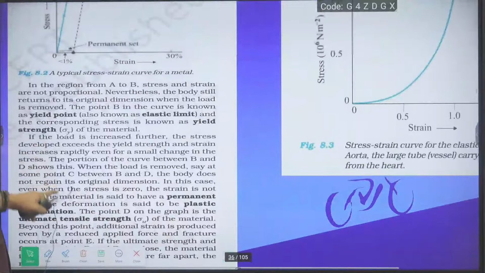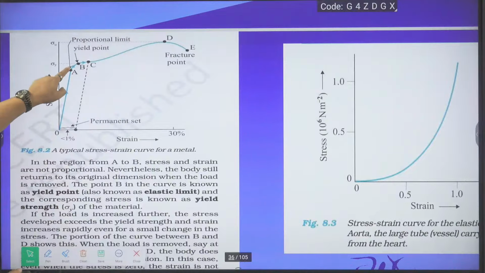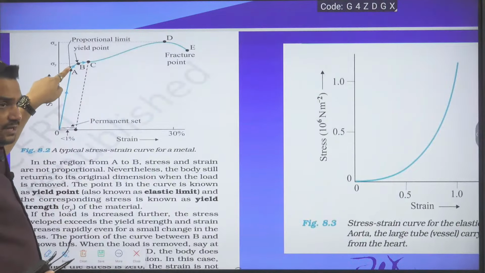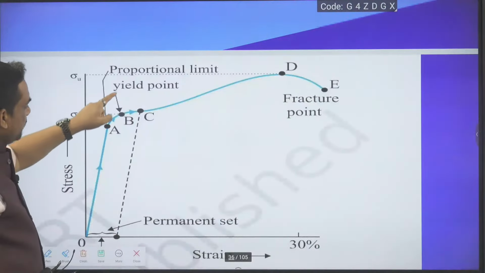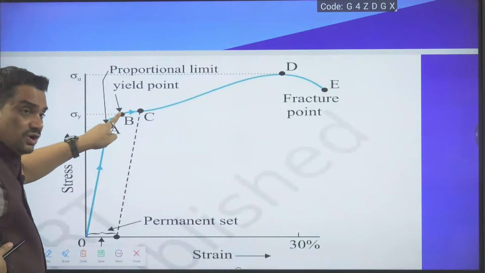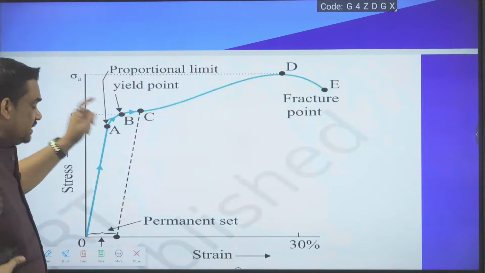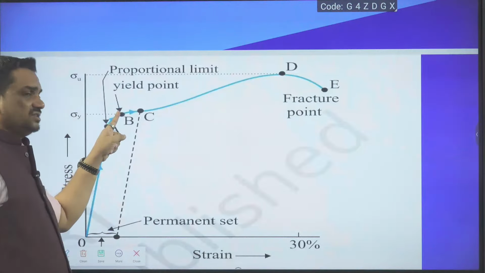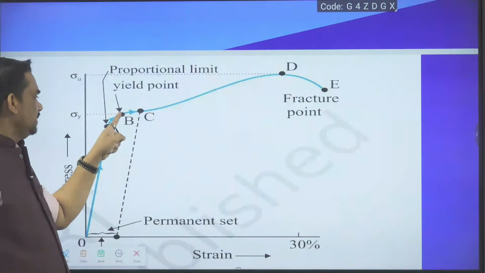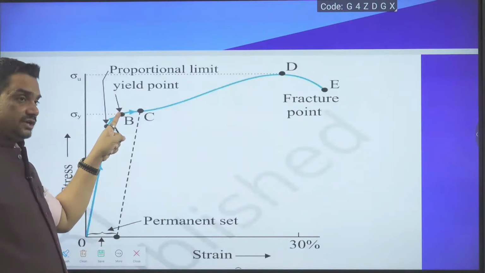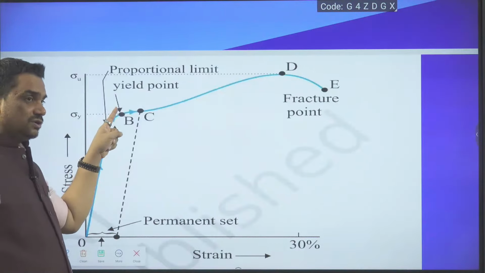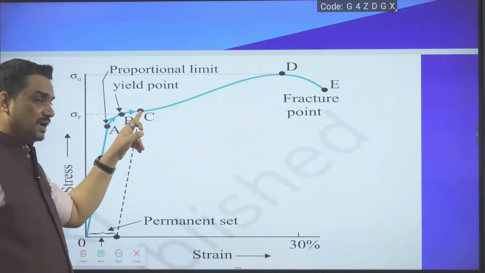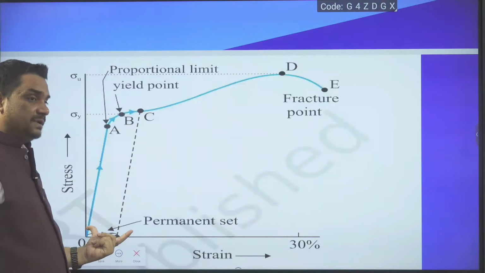Again, one more time I will say: up to A, Hooke's law is valid in this graph. From A to B, Hooke's law is not valid, but the material can regain its shape. That's why it is known as the yield point or elastic limit. Up to B, elastic nature is there. Up to A only, proportional nature, Hooke's law, is there. A to B, Hooke's law is not there, but it will return. At the point C, it will not return. There will be permanent deformation.